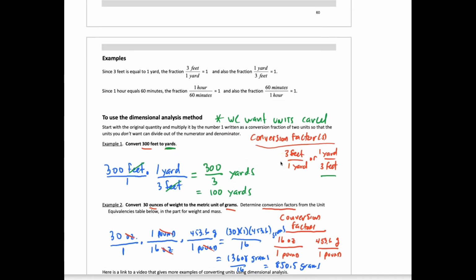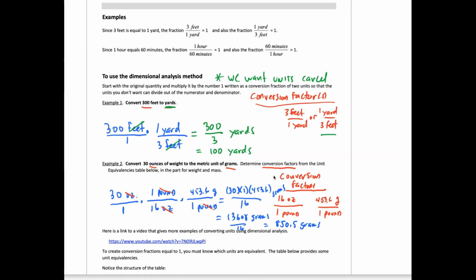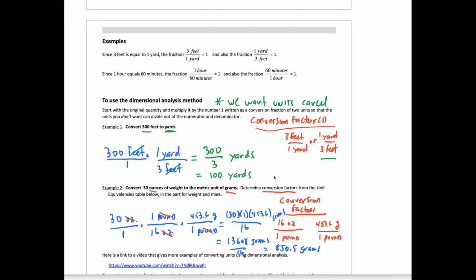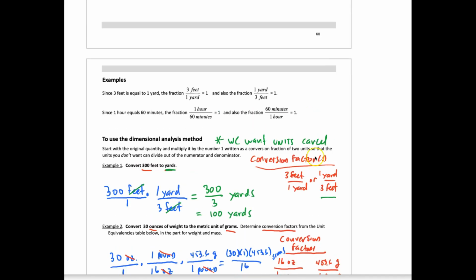Okay, now, so we're going to look at dimensional analysis and look at some examples. And what we're really doing in dimensional analysis is we're converting from one type of unit to another type of unit. And so you can see the work here, so I'll go through this real quick.